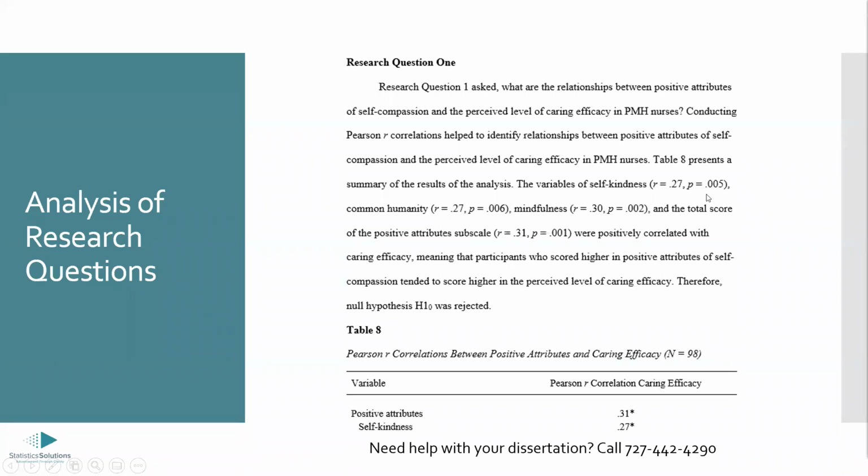And we see we have our p-values here that are less than 0.05. So we have significant correlations. And so we can reject our null hypothesis. We state that our null hypothesis is rejected. And for a correlation analysis, you might have a table showing all the correlations. If you're doing a correlation matrix, you might present these in a matrix.